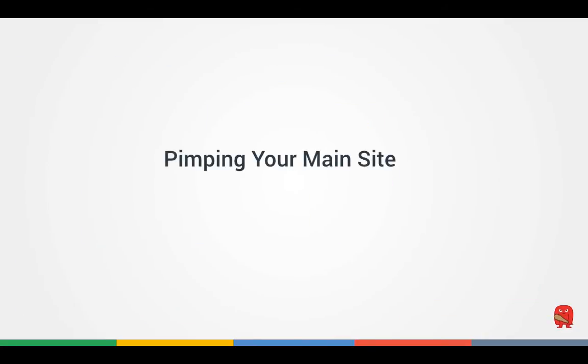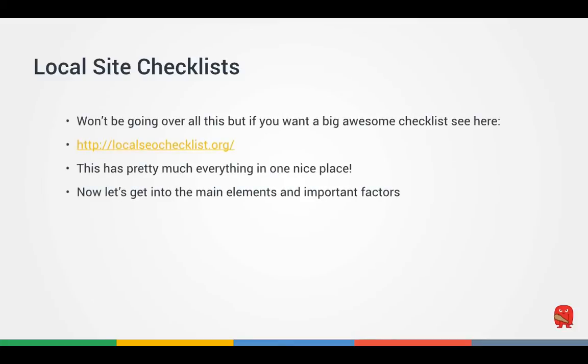Pimping out your main site. So this is your main company website. Like I said, we're not going to be going over 3,000 details, but if you want to see a bunch of details and have a great, awesome checklist of all the things that you need to do, you can check out this website. It's fantastic. It's called localseochecklist.org, and this pretty much has everything real nice in one place, not just for your main site, but also for your other properties as well.